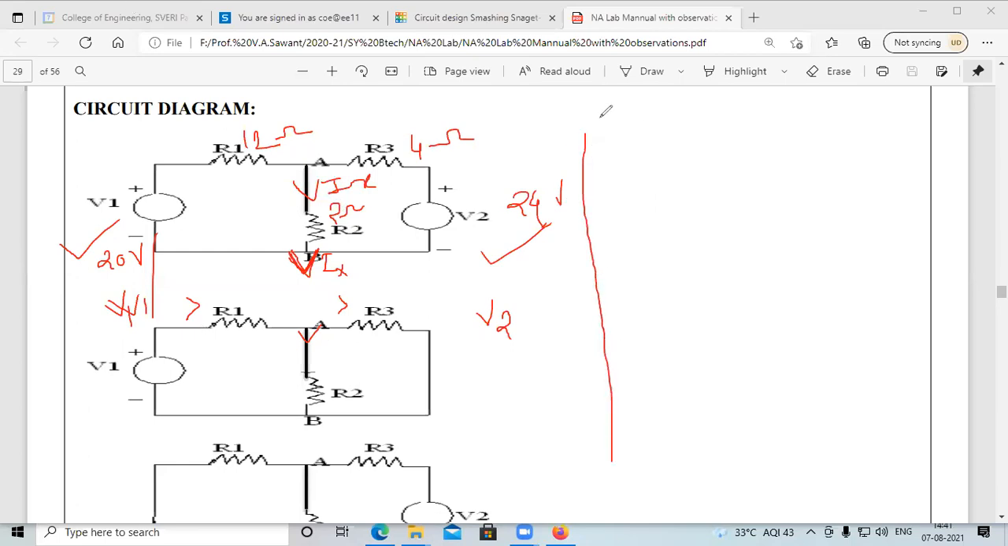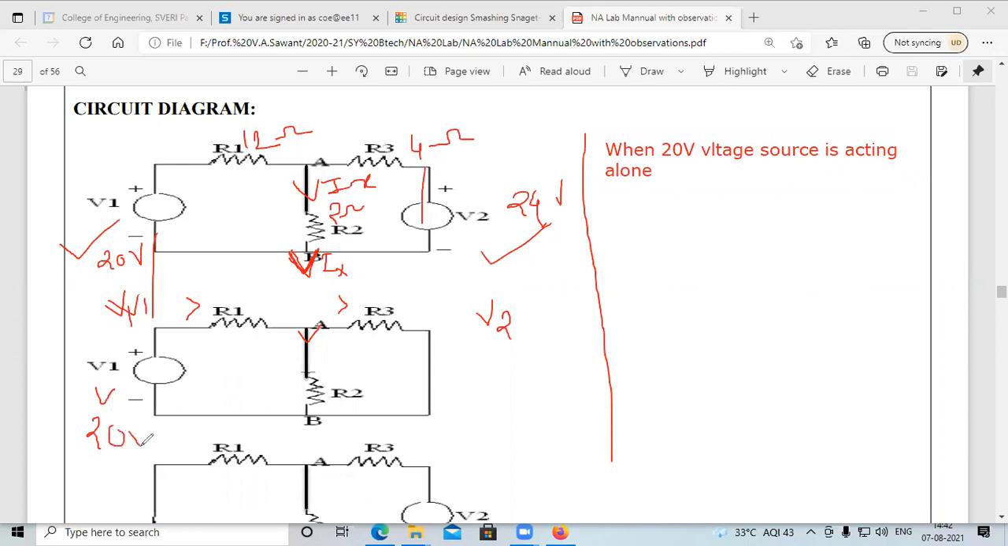So the first step is that in case of the superposition theorem, first when the 20 volt voltage source is acting independently or acting alone. See, when the 20 volt voltage source is acting alone, at that situation the other source becomes short circuited. This is shown in this figure.